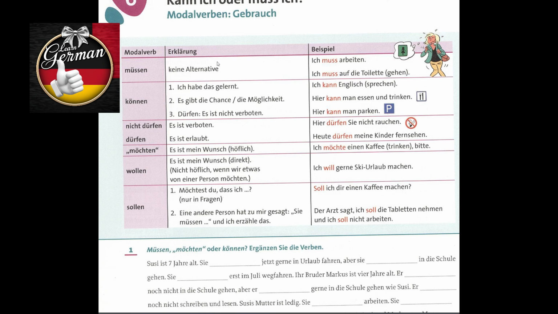Können, something you can do. It expresses an ability or a chance, a Möglichkeit, a possibility. For example here, ich kann Englisch sprechen, I can speak English. Hier kann man essen und trinken. Here you can eat and drink. Or something is allowed. Hier kann man parken. Here you can park, but also hier kann man nicht parken. So the negative form is also possible here.